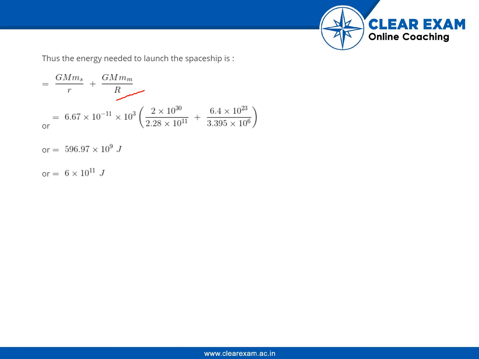So this 596 I will write as 6, and I'm making the powers of 10 adjust accordingly, so I'll get 10 power 11 joules. Therefore, the value is 6 into 10 power 11 joules.